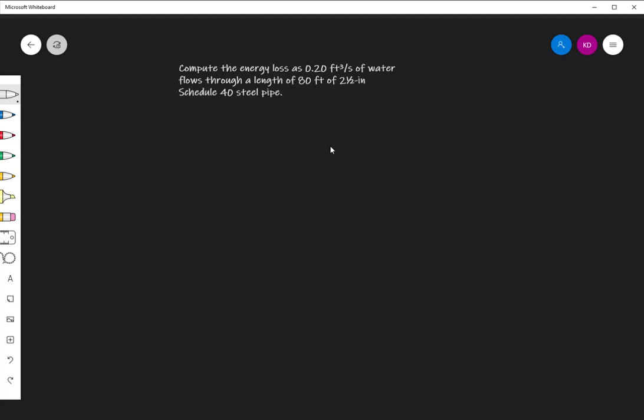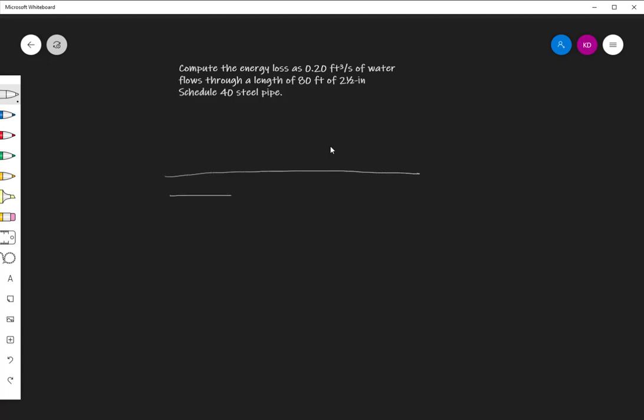In this question, we're going to make use of Darcy's equation in order to solve for the energy loss through a length of straight pipe. So let me just start by reading the question. We're going to compute the energy loss as 0.2 foot cubed per second of water flows through a length of 80 feet of 2.5-inch Schedule 40 steel pipe.